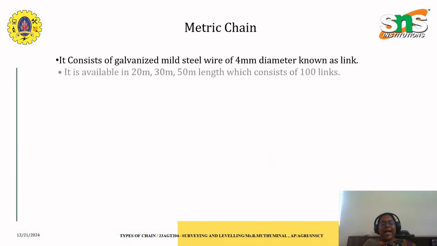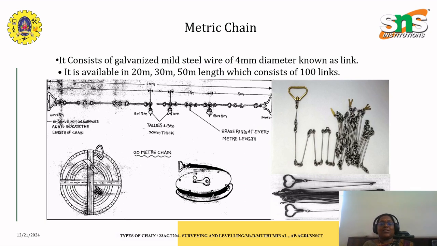The metric chain is the most common chain that we are always using, and it consists of galvanized mild steel wire of 4 mm diameter, usually known as a link. It is available in 20 meter, 30 meter and 50 meter lengths, which consist of 100 links. The most commonly available metric chain sizes in laboratories are 20 and 30 meters, and if we are going to measure a field, then the chain available is 50 meter.